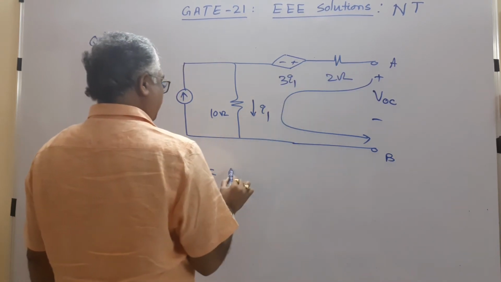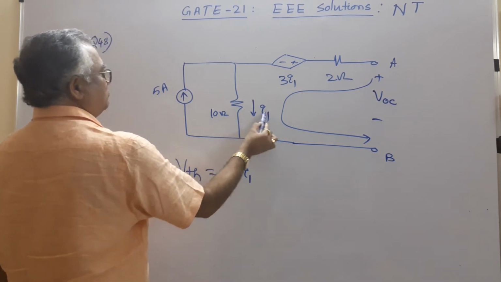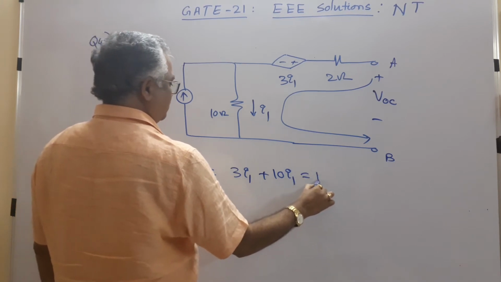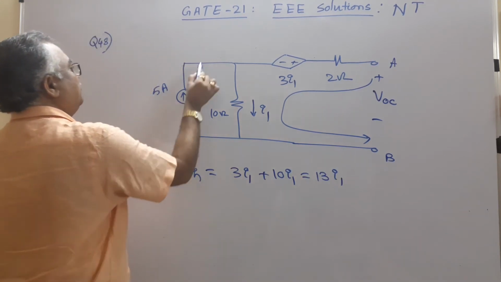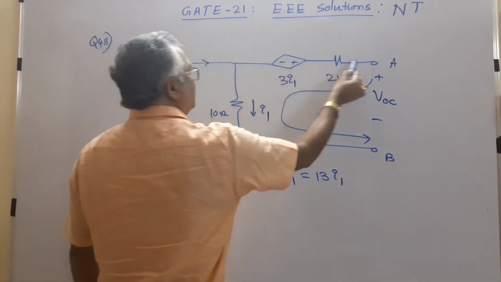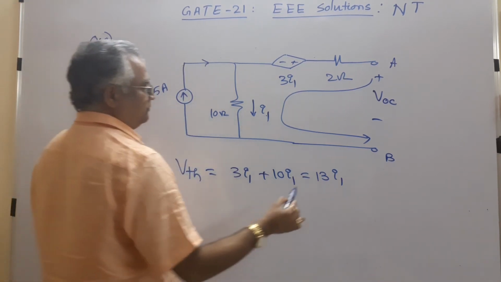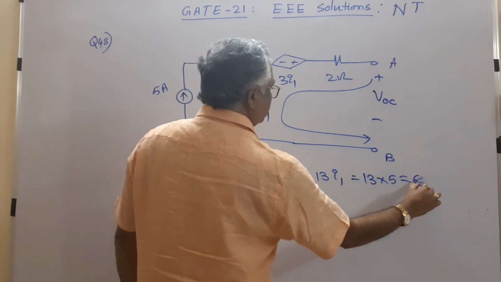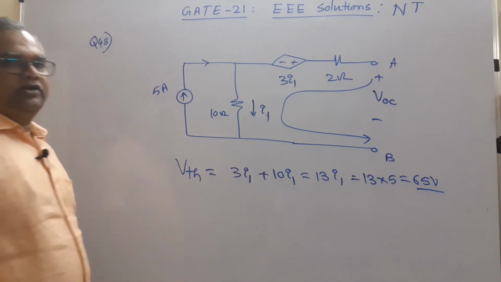Positive to negative: 3i1 plus 10i1 is equal to 13i1. But what is I1 here? 5 amps. Here this 5 is going here only. This 5 cannot flow here because it is open. So I1 is compulsorily 5. So 13 into 5, 65 volts, VThevenin. Just with one step we got VThevenin.